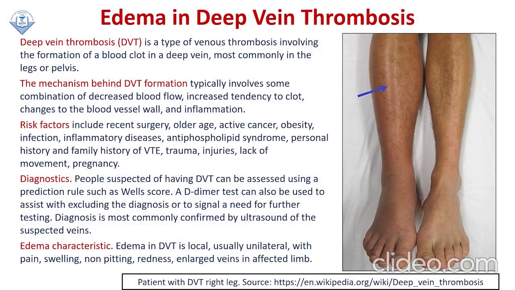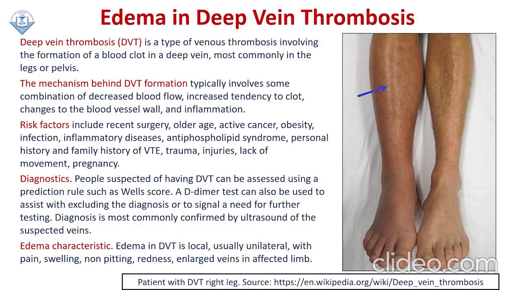In diagnostics, people who are suspected of having deep vein thrombosis can be assessed using a prediction rule such as the Wells score or Wells criteria. Then we also use the D-dimer test. It is a laboratory marker which is increased in deep vein thrombosis, and the diagnosis is most commonly confirmed by ultrasonography, when we can visualize structures of the vein and find the corresponding thrombus.